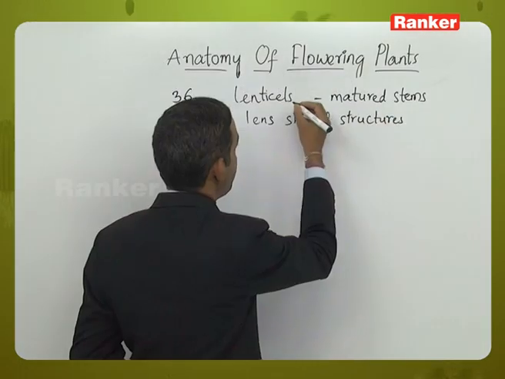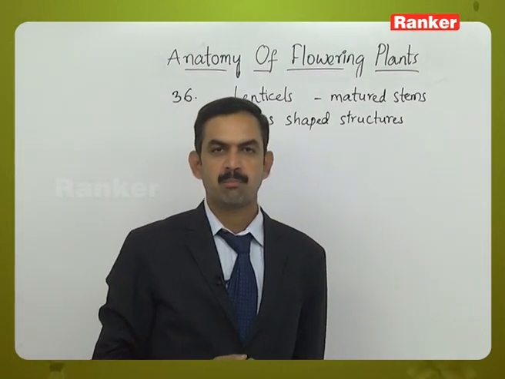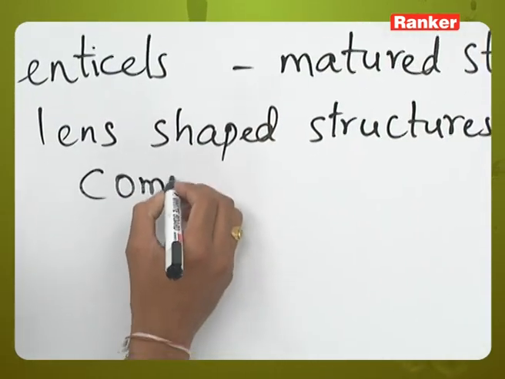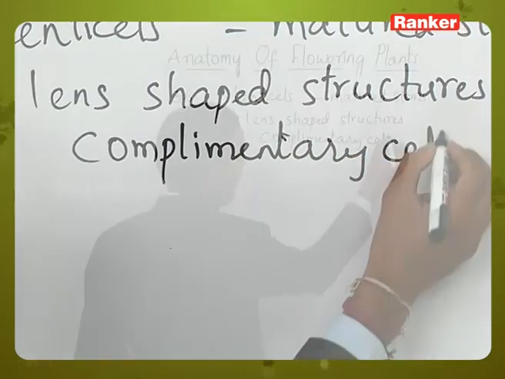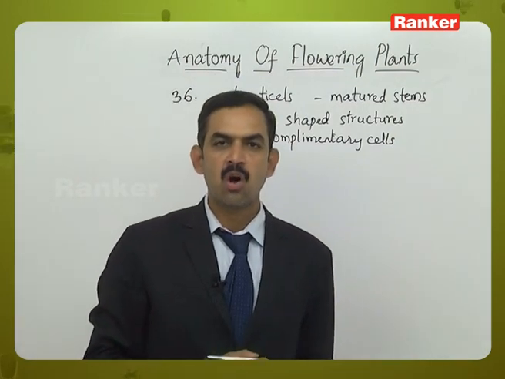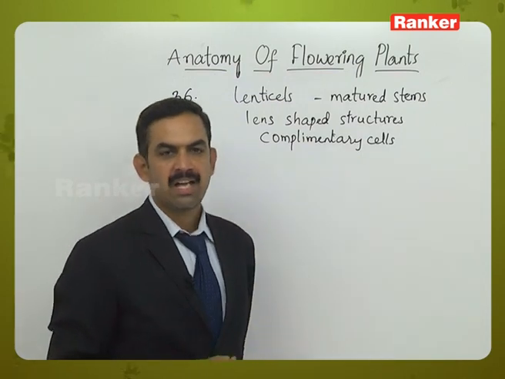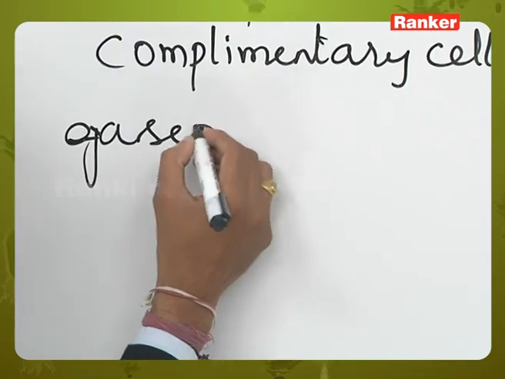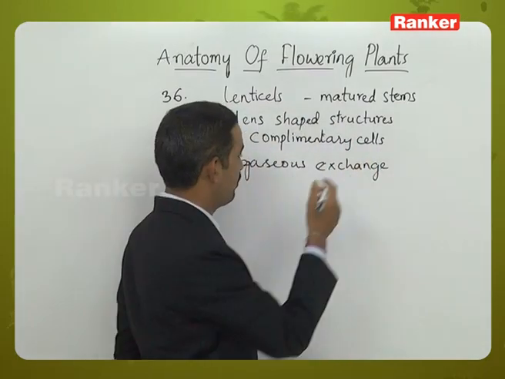And these lenticels are lens-shaped structures which are filled with a loose mass of parenchymatous tissue. That loose mass of parenchymatous tissue is called complementary cells. As these cells are loosely arranged and generally non-lignified in nature, they allow the exchange of gases. That is, they help in gaseous exchange, the main function to be considered here.